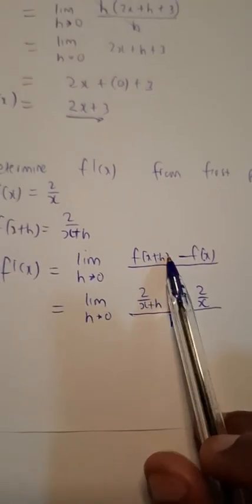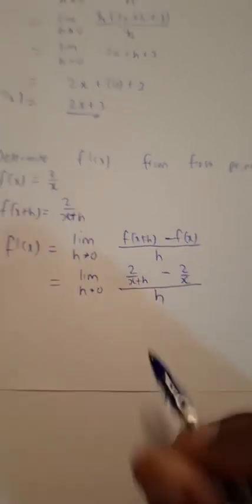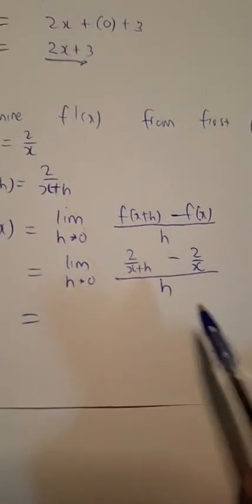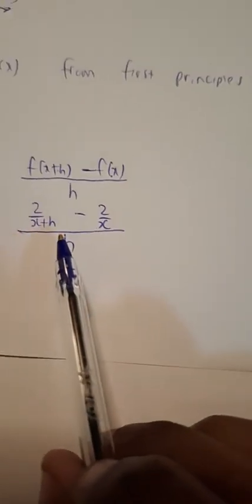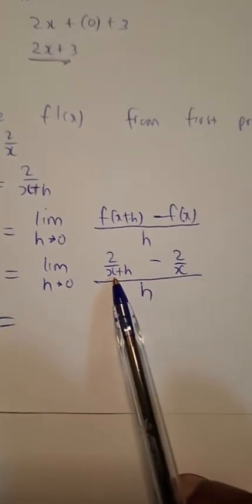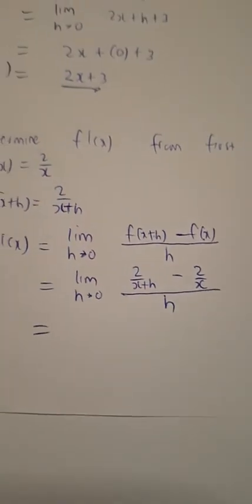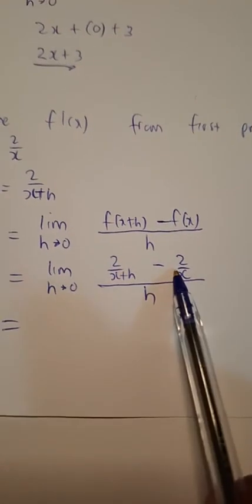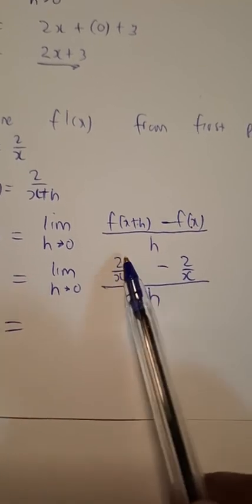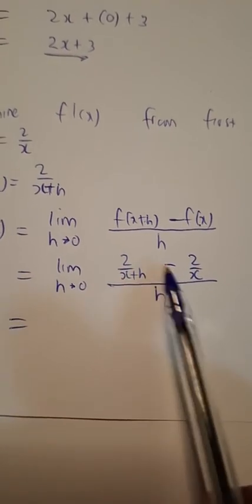Okay, so where f of x plus h, there it's 2 over x plus h. Where f of x is, we have 2 over x, all over h. Now, this is what I call algebraic gymnastics. So we're going to do some algebraic gymnastics here, addition and subtraction of fractions. So we have 2 over x plus h minus 2 over x, and what we want to do is subtract the two fractions.